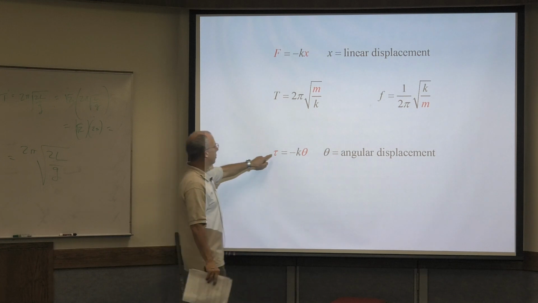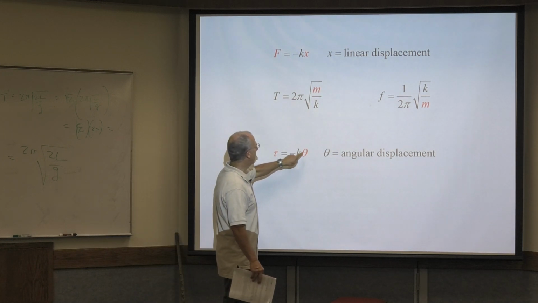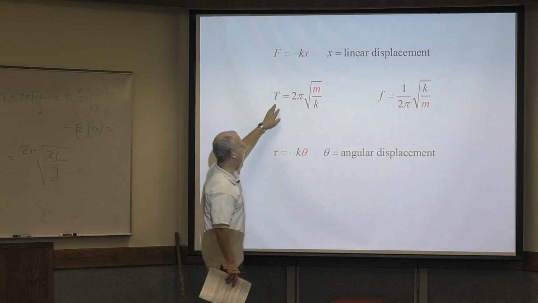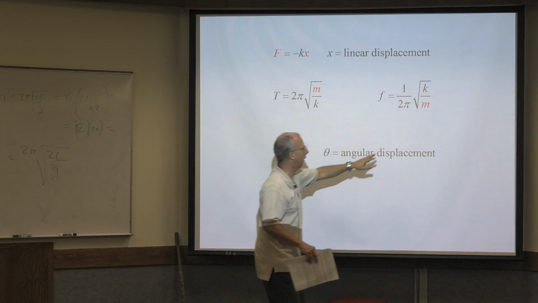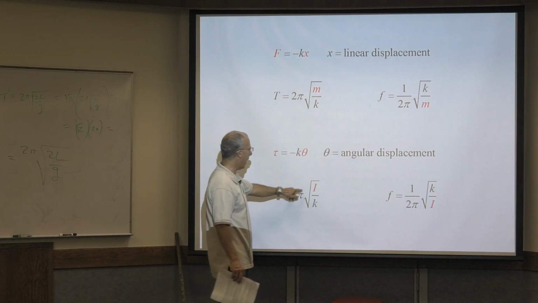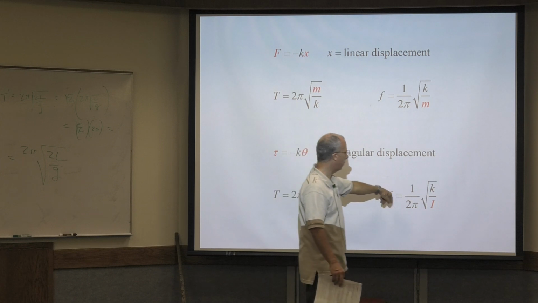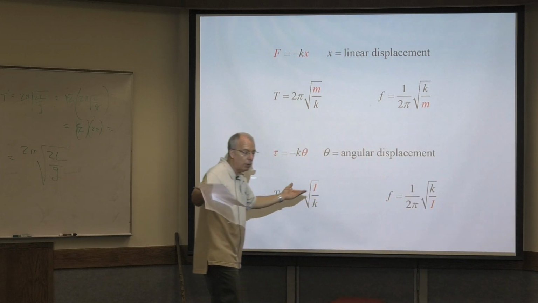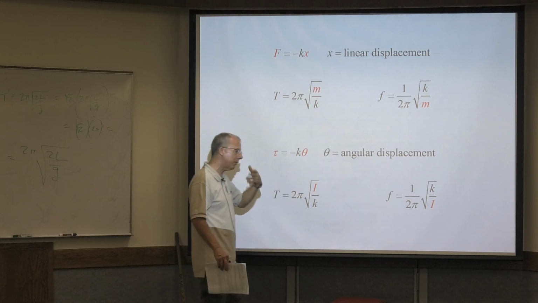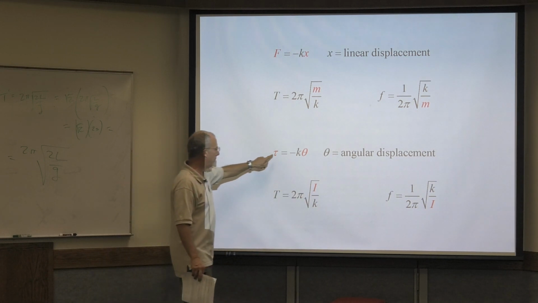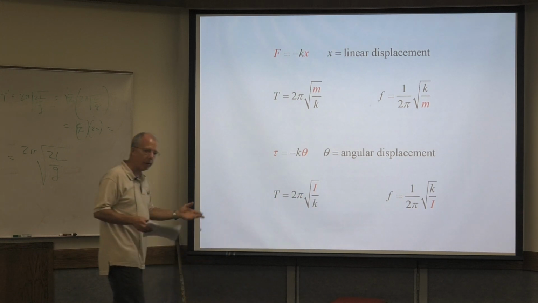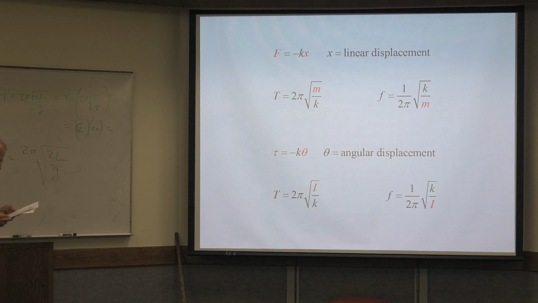So there you go. So torque equals minus k theta, angular displacement. That's wonderful. And then we're just going to have an I here, just like over there. So period is 2 pi square root of I over k. Frequency is 1 over 2 pi square root of k over I. That's all you have to do. When we were learning about torque and rotational inertia, I kept emphasizing that this is the replacement for force, that's the replacement for x, that's the replacement for mass. So if you remember that, it's really simple to get these equations.